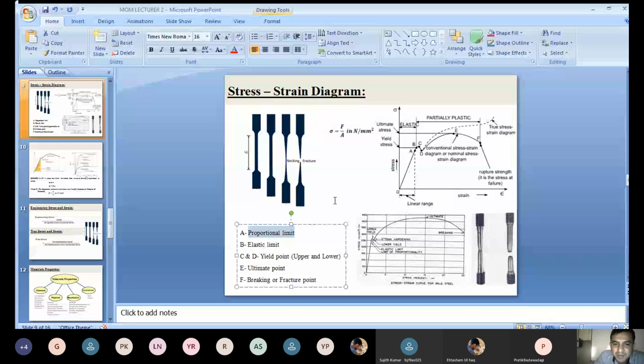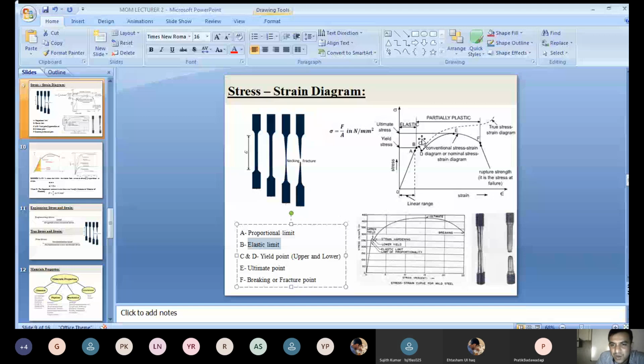Why do we call it the elastic limit? Up to that load, if you remove the load on the specimen, it comes back to its original shape and size. There is no permanent deformation, no permanent change in dimension. That point is called the elastic limit.